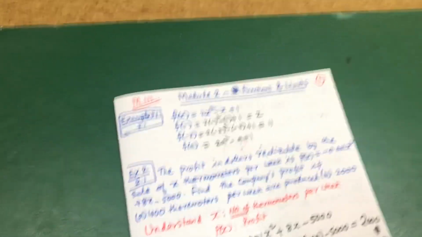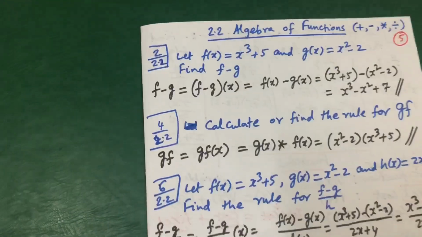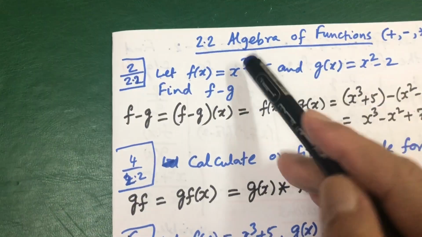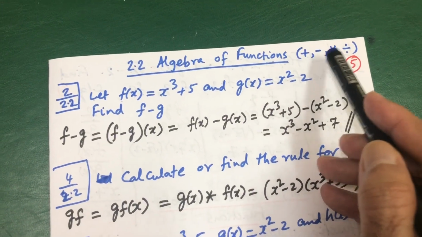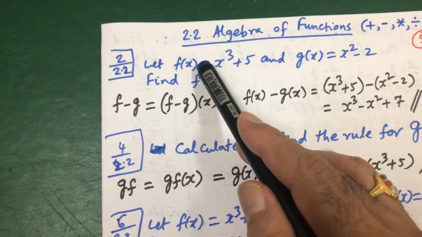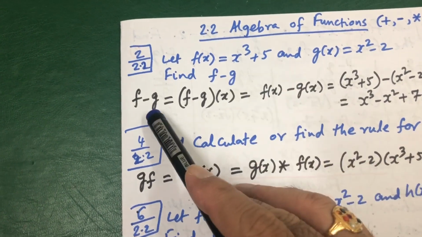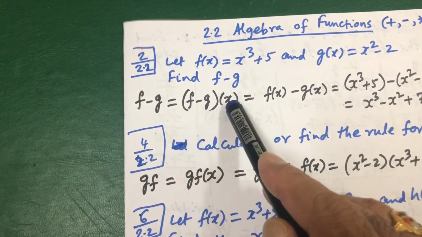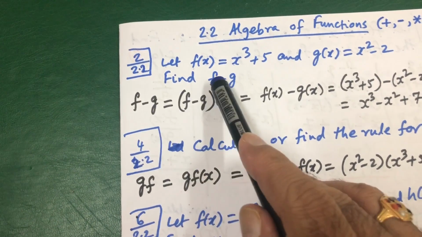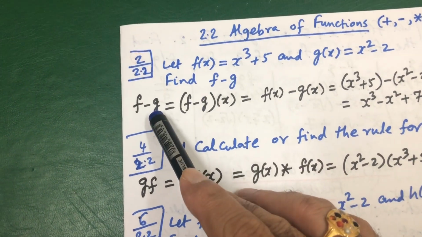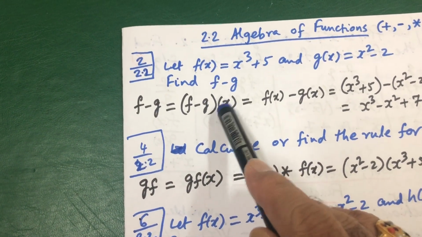Now the next thing is algebra of functions. This is also very easy, algebra of functions. So algebra means plus, minus, multiply and divide. f(x) is equal to this function, g(x) is equal to this function. Find f minus g. f minus g means (f minus g) at x. You have to understand this. I repeat, f minus g means it is at the point x.